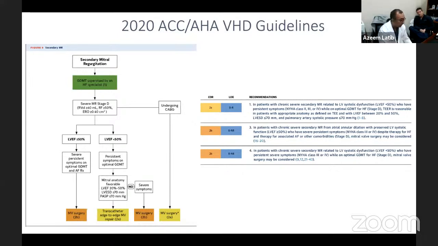And I thought it was amazing how the US guidelines have actually really adopted COAPT, because this is really based on COAPT, right? And applied COAPT into the guidelines. I just wonder, now that we have this, what it's going to take for edge-to-edge repair to become a class 1 therapy.